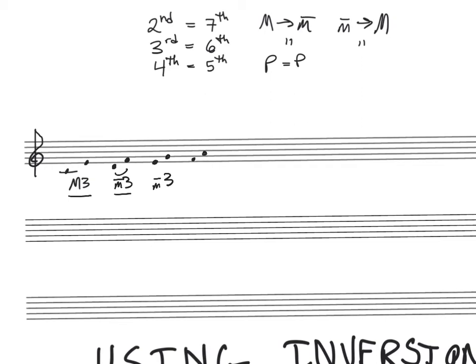F up to A is a major third. G up to B is a major third. A up to C is a minor third. And this one is an outlier a little bit in the pattern, but we're going to just remember that B up to D is also a minor third.